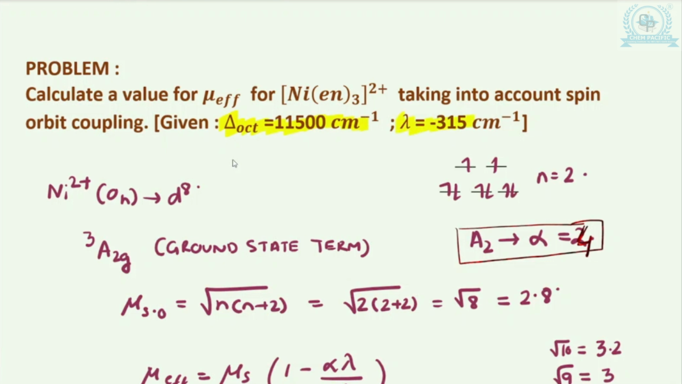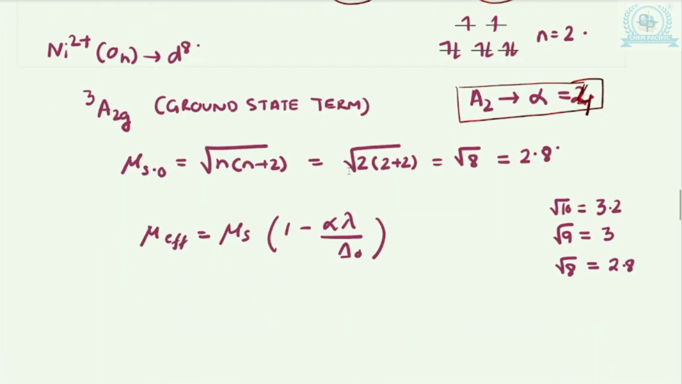and they have given the value of lambda. सारे वैल्यूज तो आपको दिया ही है. यहाँ पे एक चीज आप लोगों को बहुत ध्यान से देखना है, that delta 0 का यूनिट भी सेंटीमीटर इनवर्स है और lambda का यूनिट भी सेंटीमीटर इनवर्स है. This is very very important. ये चीज आपको ध्यान में रखना है.